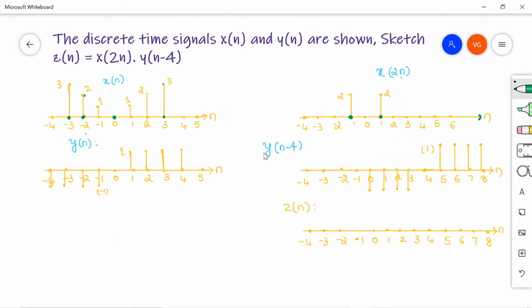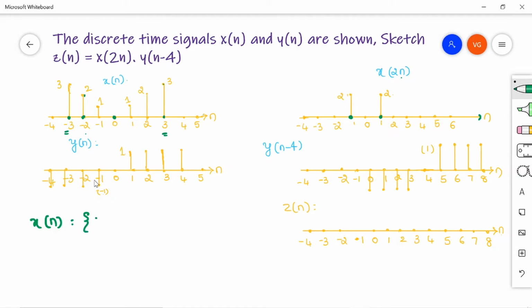The second problem I am going to explain here: the discrete time signals x of n and y of n are shown. Sketch z of n is equal to x of 2n multiplied by y of n minus 4. So this is the signal x of n they have given, and this is y of n. You can write x of n here, which extends from n is equal to minus 3 to 3 with amplitudes.